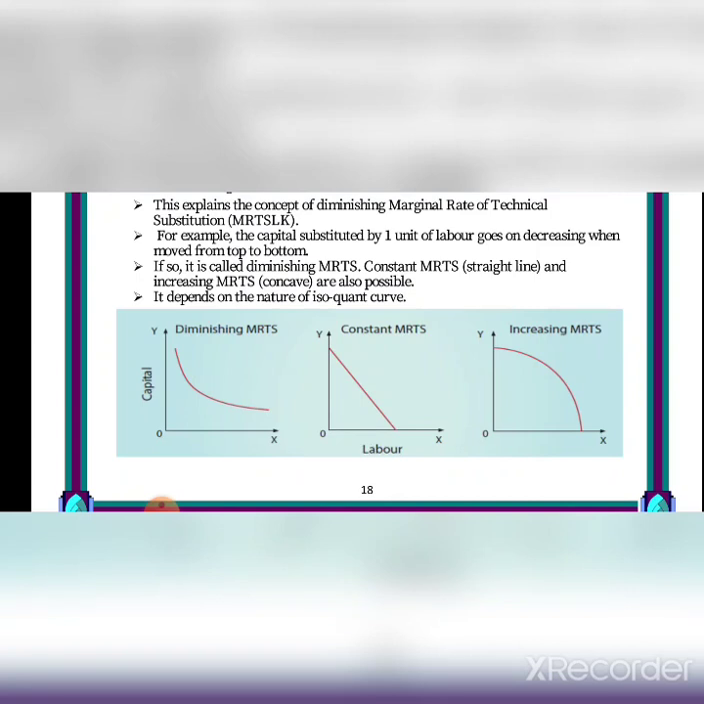So you see the diminishing curve first. For example, the capital substituted by 1 unit of labor goes on decreasing when moved from top to bottom. Isn't it? You see the first diagram, top to bottom. If so, it is called diminishing MRTS. Next, constant MRTS means what? A straight line, isn't it? You see the straight line in the second figure. And increasing MRTS, concave, you see in the third figure, is also possible. It depends on the nature of the isoquant curve. So it's better you draw the diagram and give the explanation.